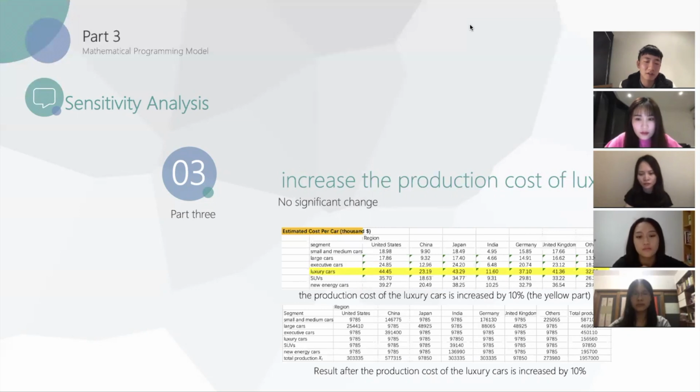car by 10%. And the results suggest that there is no significant change to BMW's global car layout, which can be seen as evidence for what we got in attempt 2, that the luxury car and the new energy car together with some regions reached the limit. There is no gradient. That's all of our sensitivity analysis part. Let's move on to part 4.